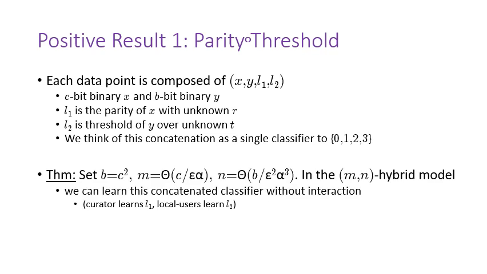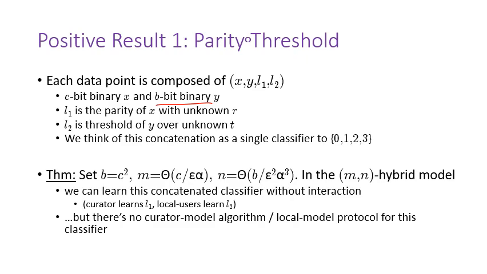Our theorem is such that when b, the length of the y's, is roughly squared in the length of the x's, and m and n are so and so, then in the m,n hybrid model, we can learn this function. Basically, the Curator learns the parity, and the local model users learn the threshold. However, we show that no Curator model algorithm or local model protocol can learn this pairwise classifier, this concatenation of two classifiers, because they simply do not have enough points for their domain size. Had there been such a protocol, we could reduce it to learning just the parity in the local model or the threshold in the Curator model with less than its desired sample complexity.